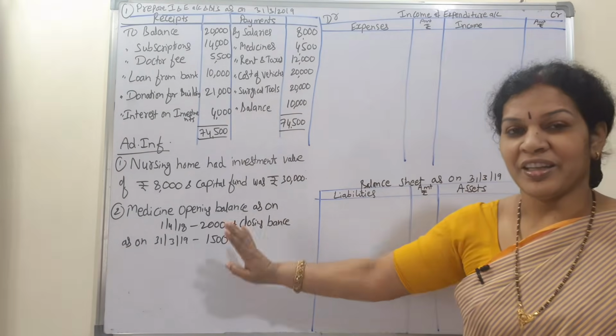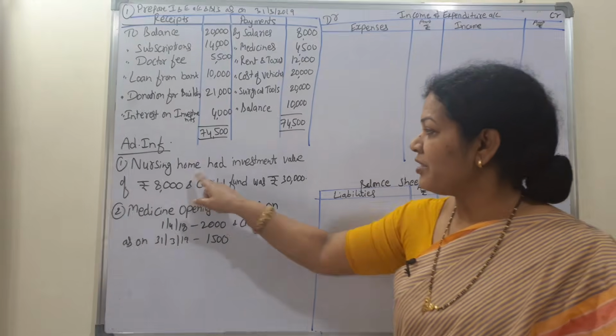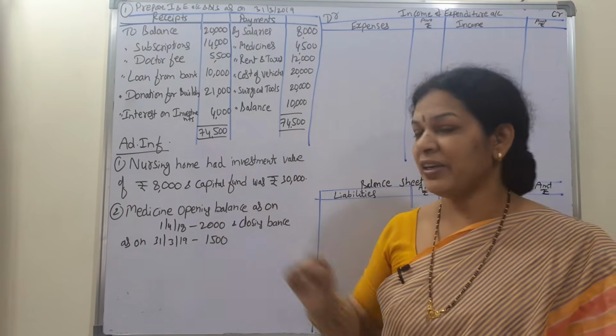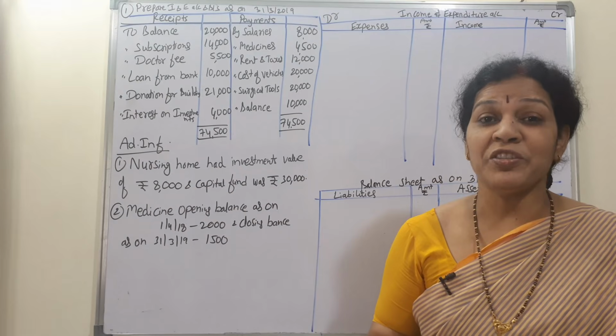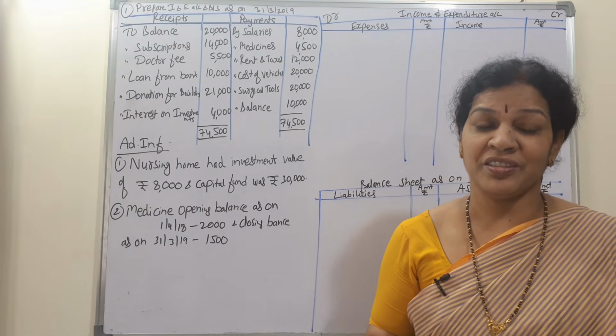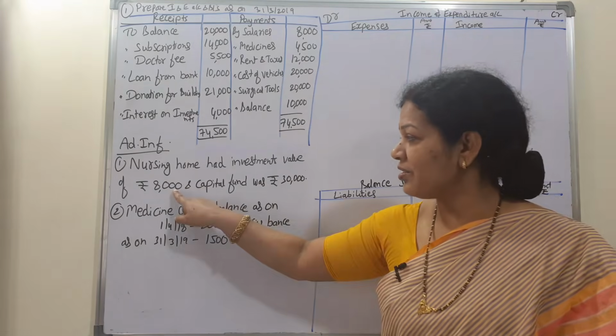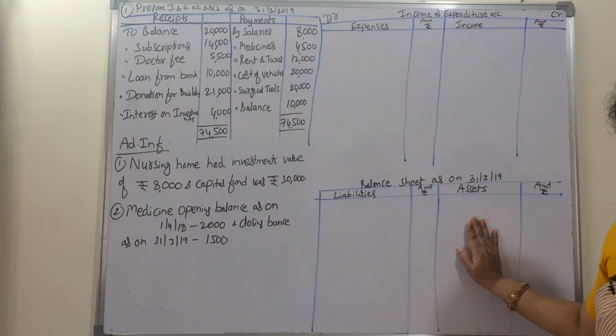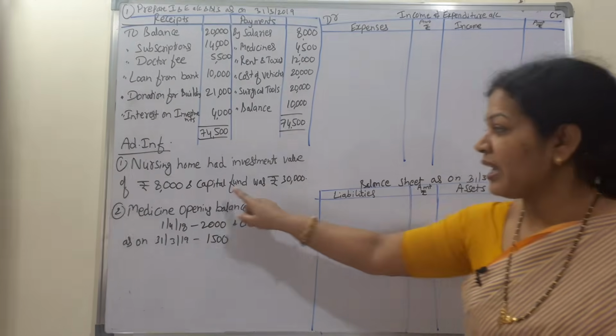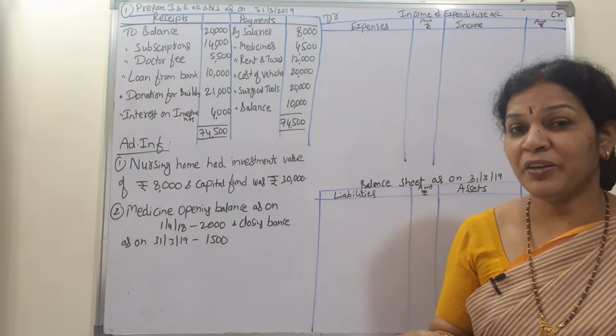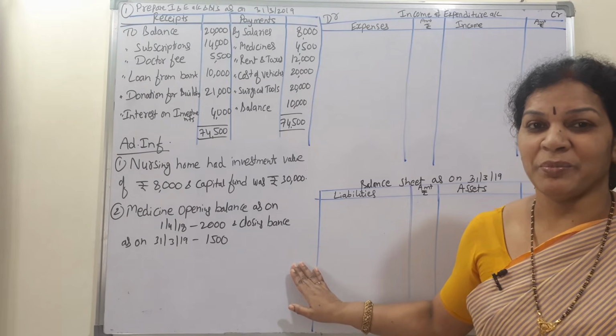Over. Next, additional information. The nursing home had investments valued at 8,000. Investment means balance sheet asset. Any investment is an asset, so this 8,000 we are going to take into the asset side. Capital fund is a balance sheet liability.